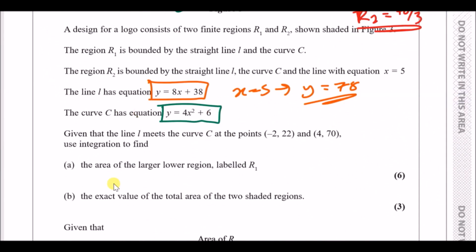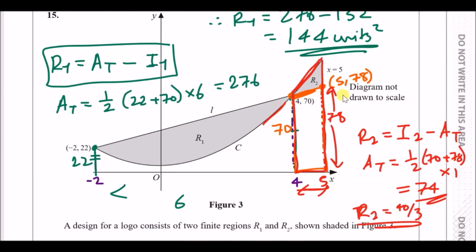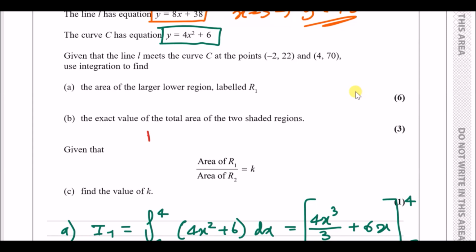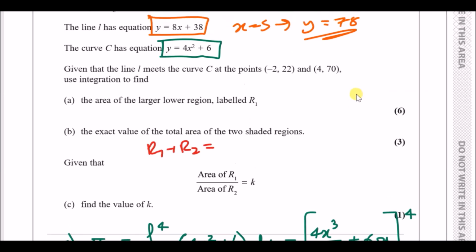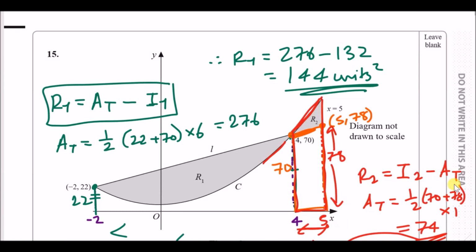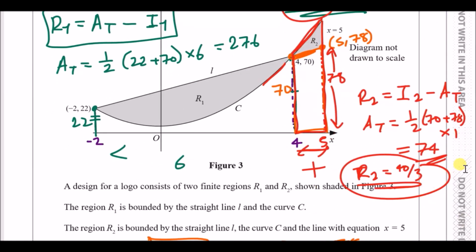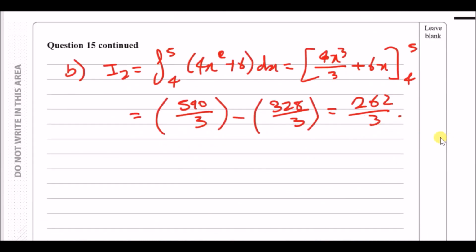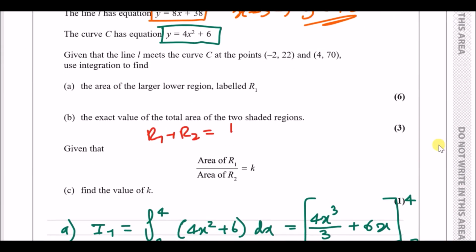So therefore, part B, the exact value of the total area of the two shaded regions, will be R1 plus R2. In your calculator, write this down: 40 over 3, which is over here, plus 144. So 144 plus 40 over 3 comes down to 472 over 3. Or if you want to write a mixed number, which is not even important, 157 and 1/3. And that's it, and that's again units squared.